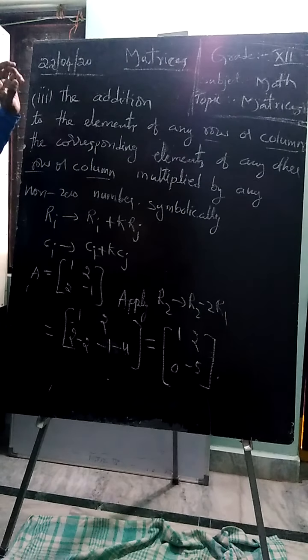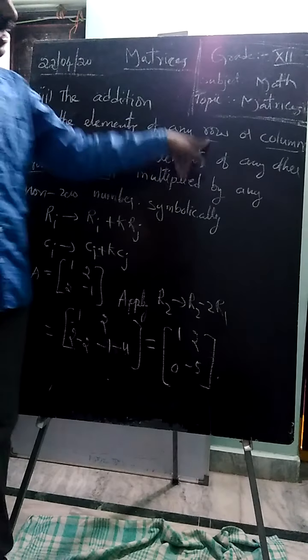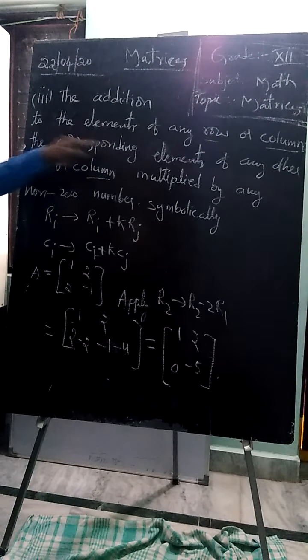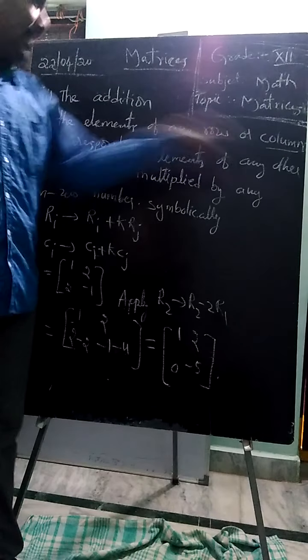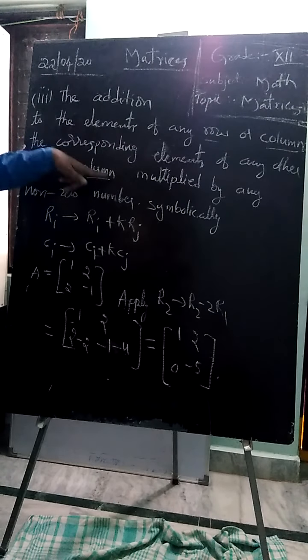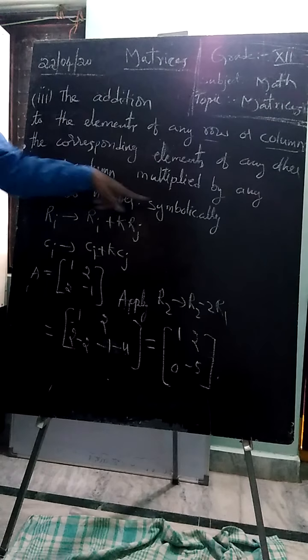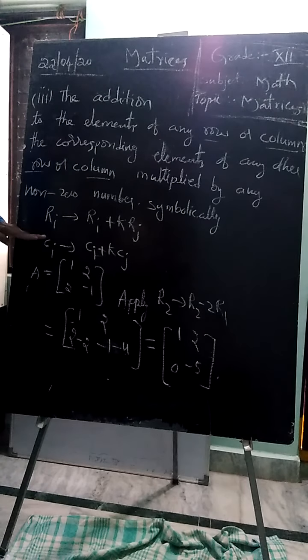So once again I am repeating, friends, the addition to the elements of any row or column, row wise, column wise, the corresponding elements of any other row or column multiplied by any non-zero number, symbolically we can write. Let us apply it row wise; columns also we will discuss with one more example.